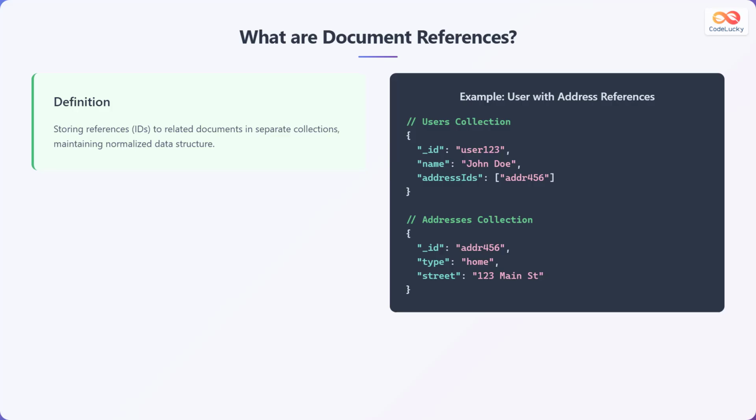For example, in the users collection, a document with the ID user123 has a name John Doe and an array of address IDs. The address IDs array contains the ID address456. In the addresses collection, a document with the ID address456 has the type home and the street 123 Main Street. With references, you need to perform additional queries or joins to retrieve the related address information, but it avoids data duplication.